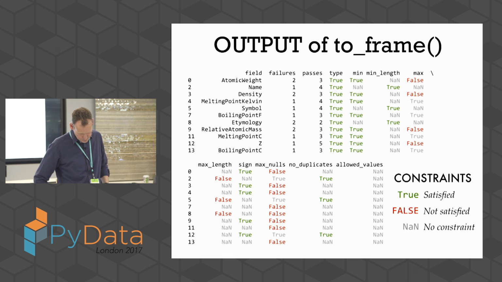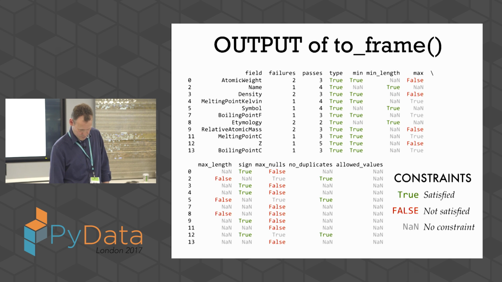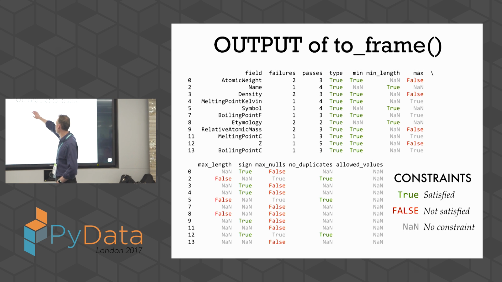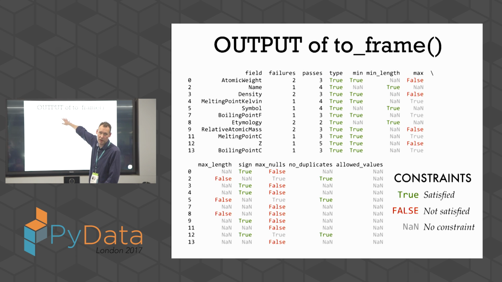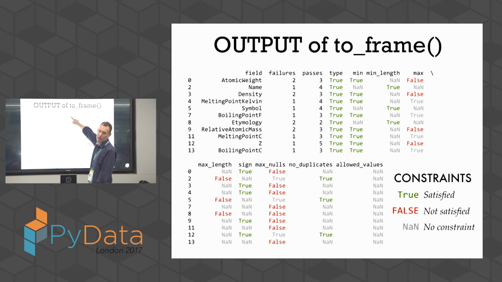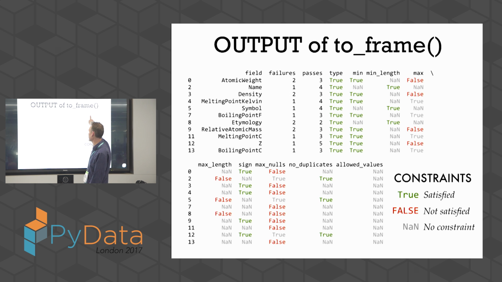Sorry, can you go through the first line? Atomic weight, failures 2, path 3, type true, min true, so there's no minimum length? No, I'm sorry. What this is saying is that when we ran this verification, there were 2 failures for the atomic weight field and 3 passes, that the type constraint passed, that the min constraint passed, that there wasn't a min length constraint because it's not a string field, so you don't get a min length constraint, that the max failed.